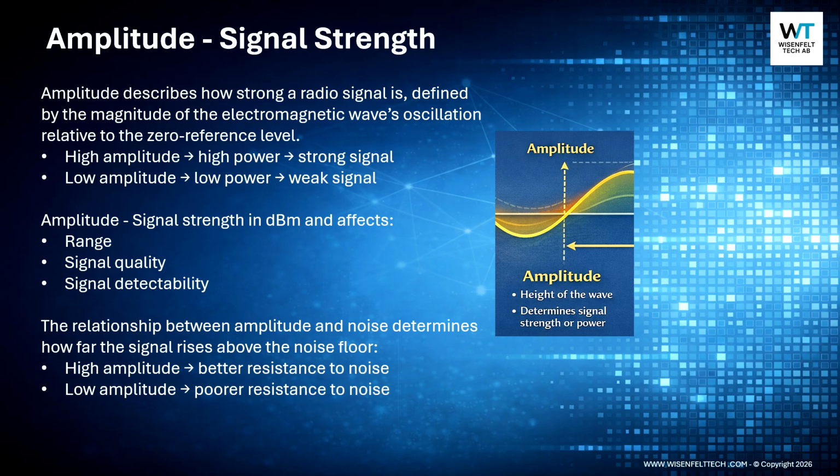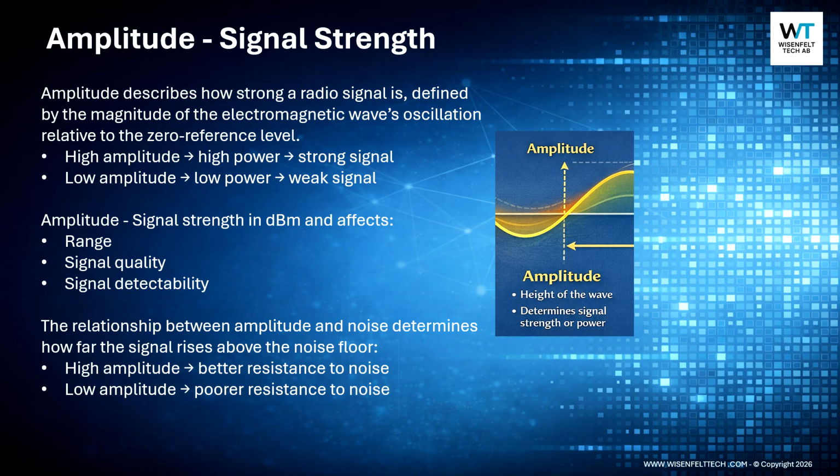Amplitude describes how strong a radio signal is. It is defined by the size of the electromagnetic wave's oscillation relative to a zero reference level. When the amplitude is high, the signal power is high, and the signal is strong. When the amplitude is low, the signal power is low, and the signal is weak. In practice, amplitude is expressed as signal strength, usually measured in dBm.